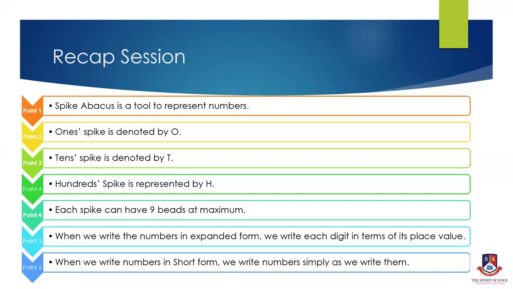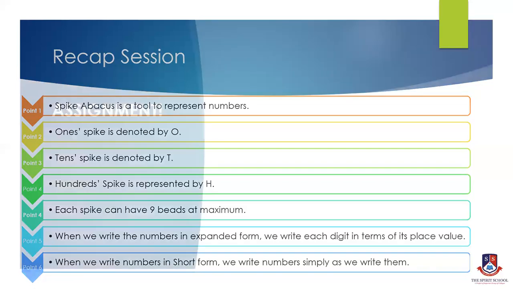The other point which we have learned in today's lesson is that we can write a number in expanded form, and expanded form is of two types. You can write a number in expanded form using the digits, or you can write the expanded form using the words. And when you are asked to write a number in the short form, you can just simply write a number, and that is the short form of the number. So that was all from today's lesson.